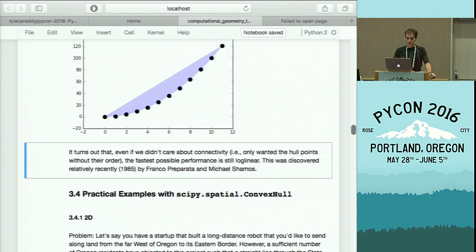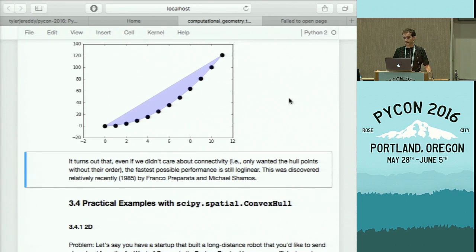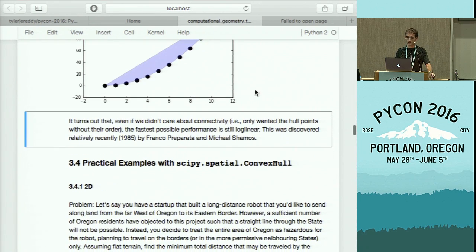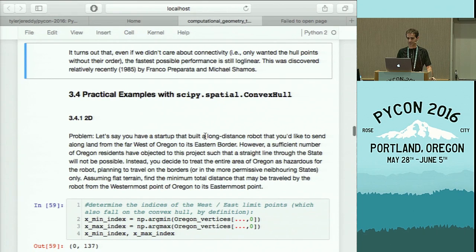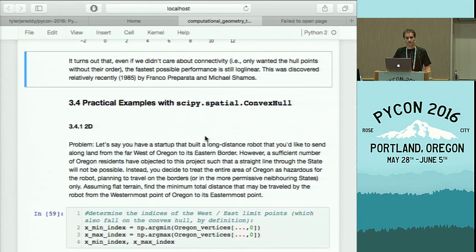If you're being really difficult, you might say, well, what if we didn't even care about connectivity, so we just wanted to identify the hull points without even connecting them? Can we do that any faster? The answer is no. This was discovered within the last 30 years or so by two mathematicians. I won't try to prove it, but they did in fact prove that you're still constrained to sorting time complexity.